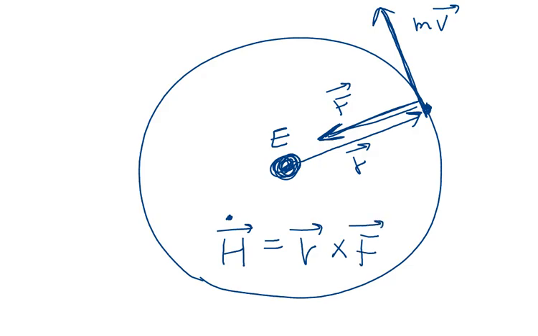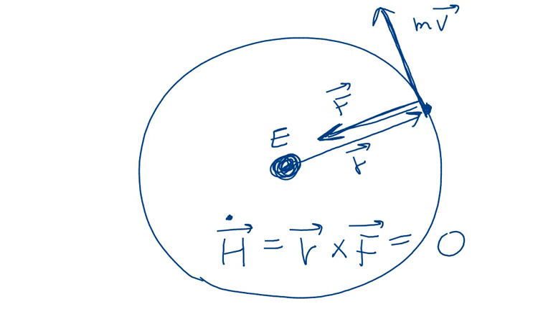Well, what are r and F? If you look at this figure, they are equal and they're in opposite directions, right? Or they're parallel to each other. What is the cross product of two vectors that are parallel to each other? It's 0.